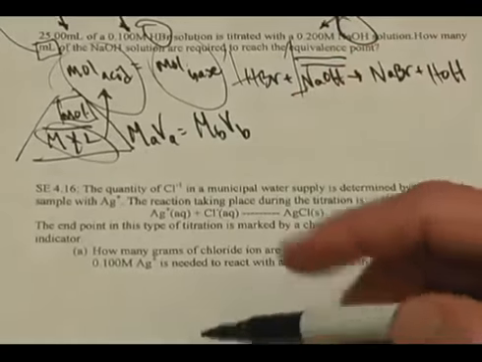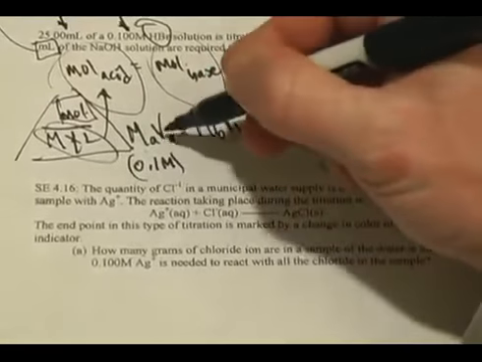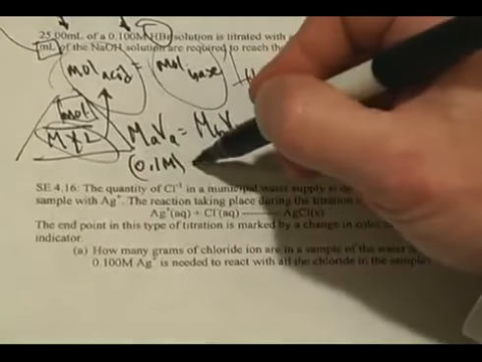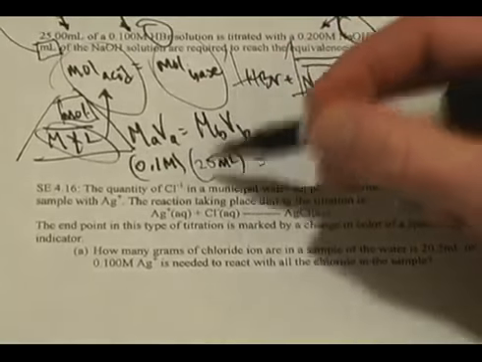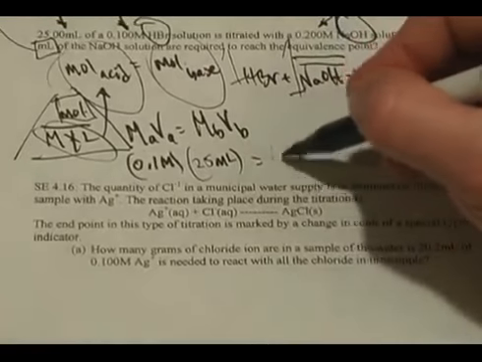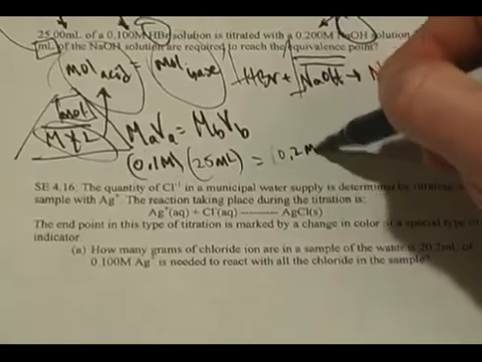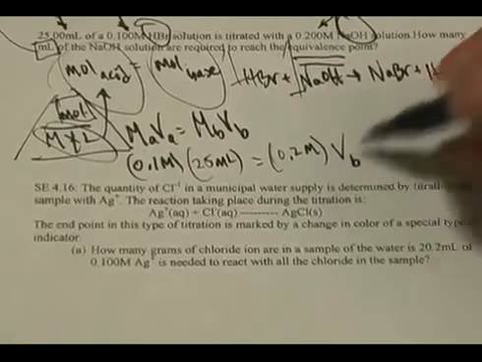So my molarity of my acid is 0.1 molar. My volume of my acid is 25 milliliters. This also makes it really handy because I don't have to convert to liters. And then my molarity of my base is 0.2 molar, and my volume of my base is what I want to know.